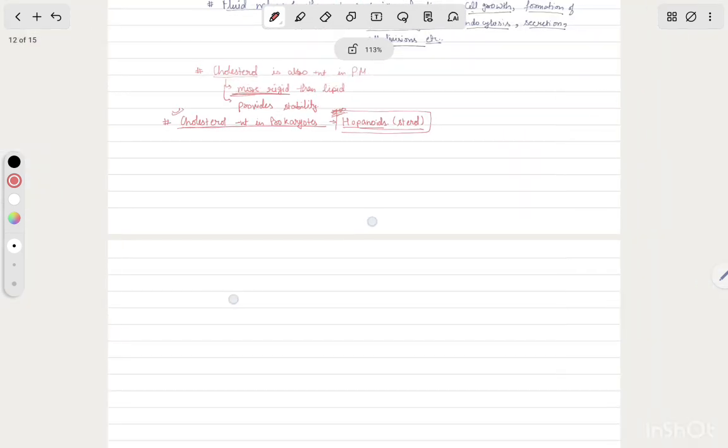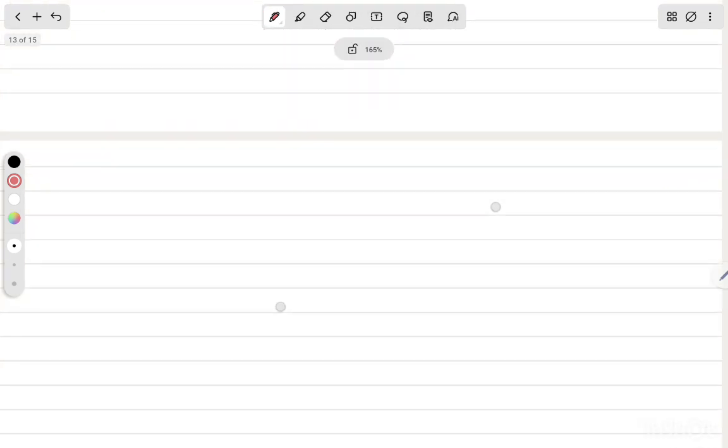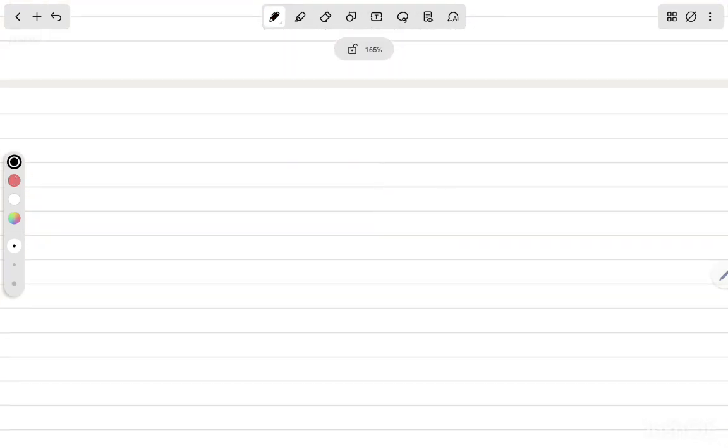Now, next, that was all about phospholipid. The next component of the plasma membrane is lipid, right? Which is, sorry, the next component of the plasma membrane is protein.